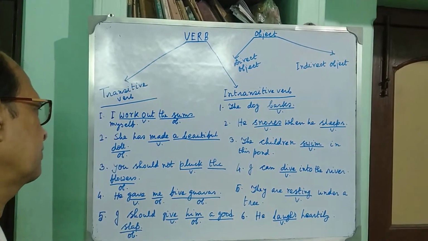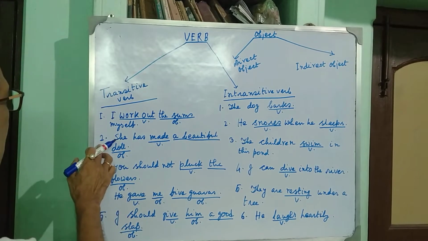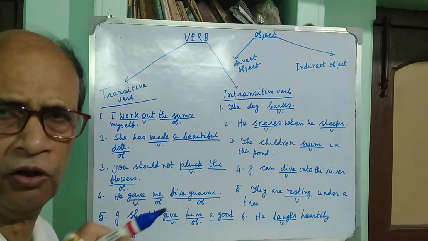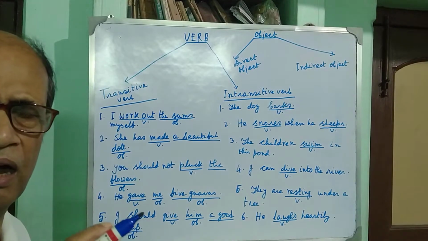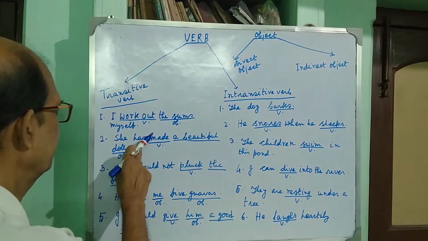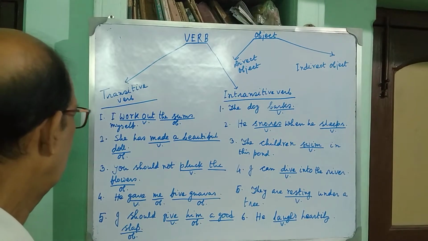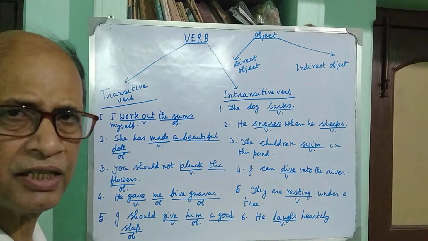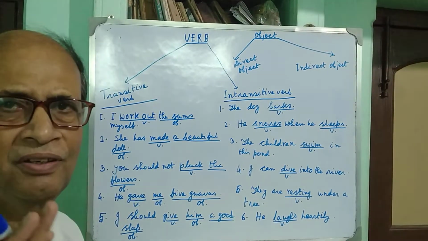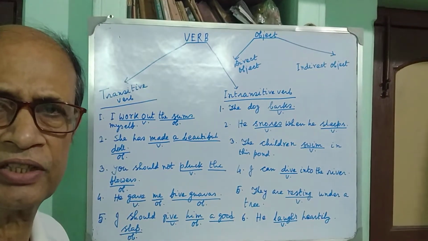My dear boys and girls, now come to the second example of transitive verb. She has made a beautiful doll. You see that made is verb and has is auxiliary verb. Now ask made. What has she made? It simply answers a beautiful doll. So it is a transitive verb because a beautiful doll is the object.